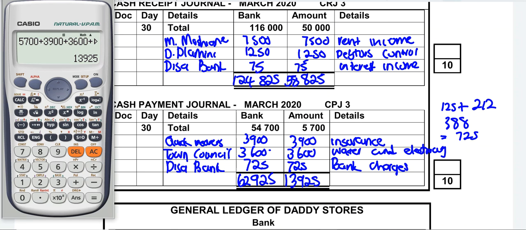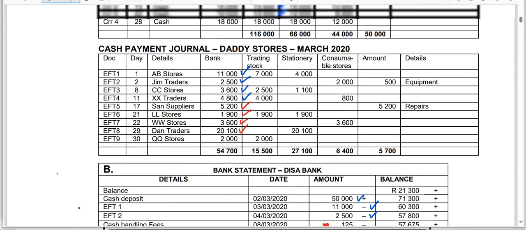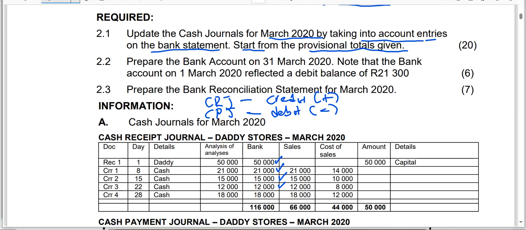So now one of the things that you must also take a look at is the opening balance of the bank account. They will always tell you something about it, so you must pay attention to that. They will normally give you the information at the beginning. So now remember here, the second thing that we are supposed to do is to prepare that bank account, but you cannot prepare the bank account without recording the transactions that took place on the bank statement and also correcting the errors.